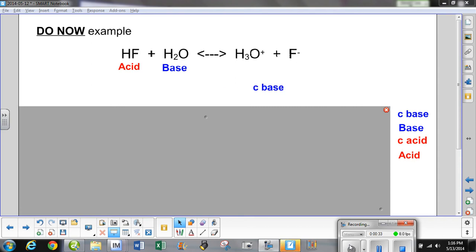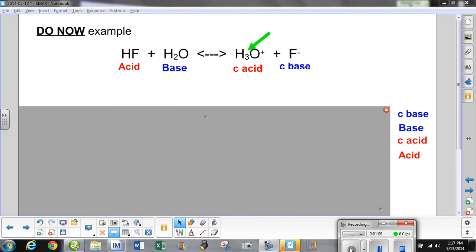Well, it's the HF without the H. And the base becomes the conjugate acid. So this guy is the base. This guy, who is the base, becomes the conjugate acid because it takes the hydrogen from the hydrogen fluoride, or the hydrofluoric acid, and makes it into a conjugate acid.